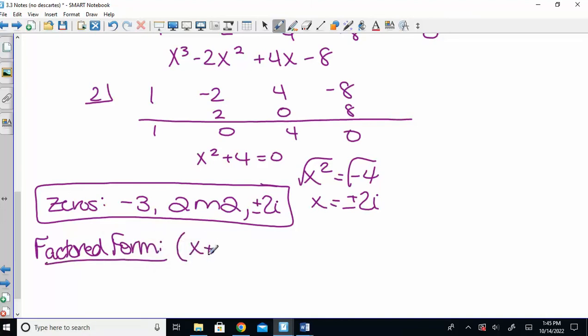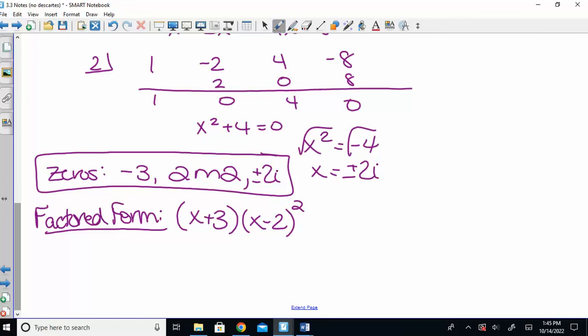If -3 was a 0, what would my factor be? If 2 is a 0, that multiplicity 2 means it showed up twice, so we put a square on it. All right, plus and minus 2i, let's treat those separately. So if 2i is a 0, what would we put? And if -2i is a 0, and that is my factored form.